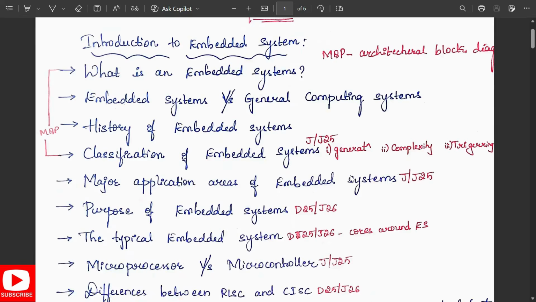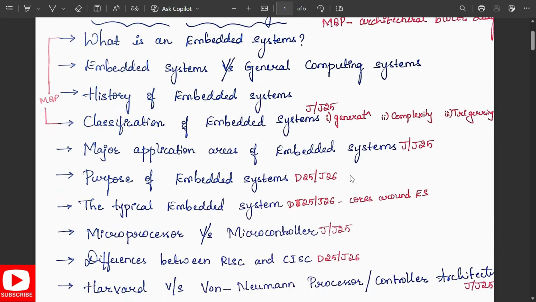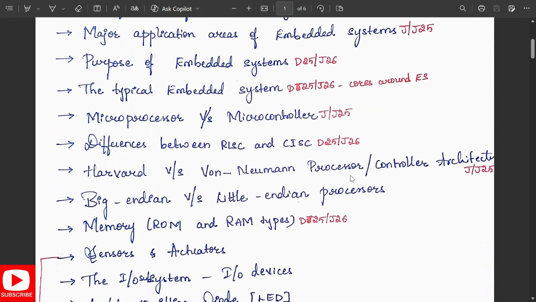Then major application areas of the embedded system, the purpose of the embedded system, and the typical embedded system, that is the core of the embedded system. Then you need to know the differences between microprocessor and microcontroller, RISC versus CISC, Harvard versus Von Neumann, and big endian versus little endian, and also the memories, that is ROM and RAM types.